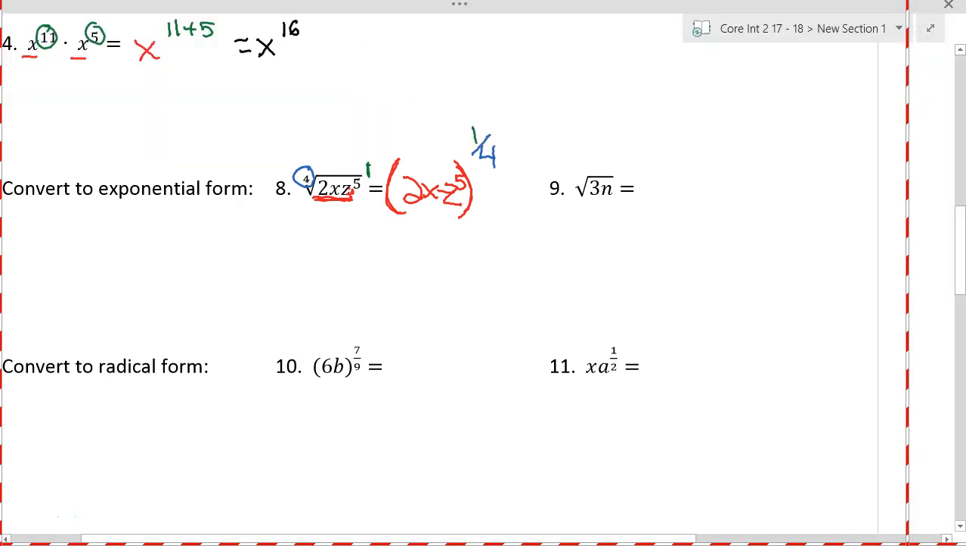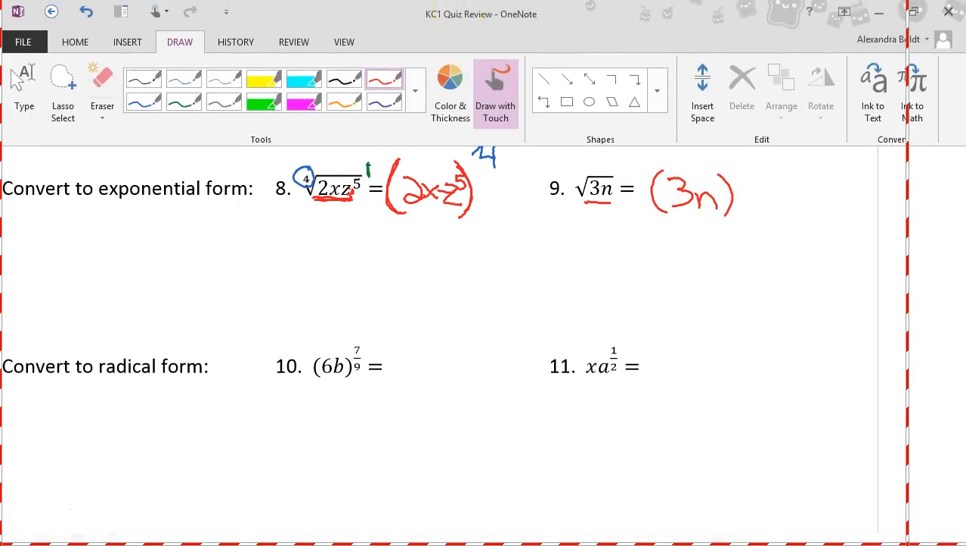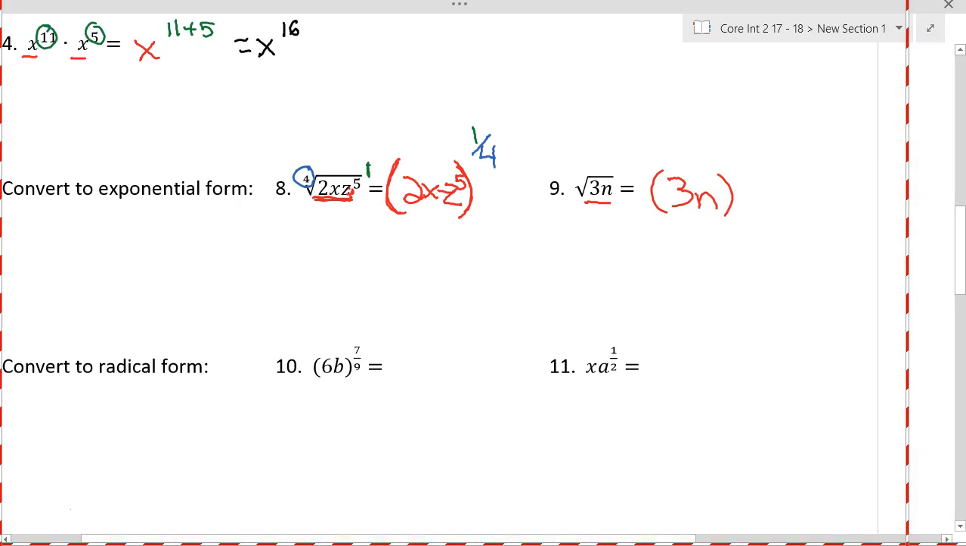Same thing with our next one. I have 3n. It's all together. There's no exponent, so it's just 1. And now this one doesn't even have a little number here. So remember, when there's no number there, it's 2. So this is 1/2. So it's 3n to the 1/2. And that's all it is there.